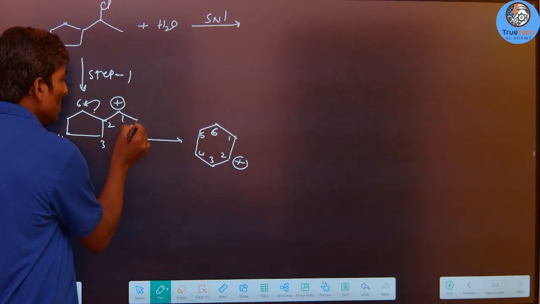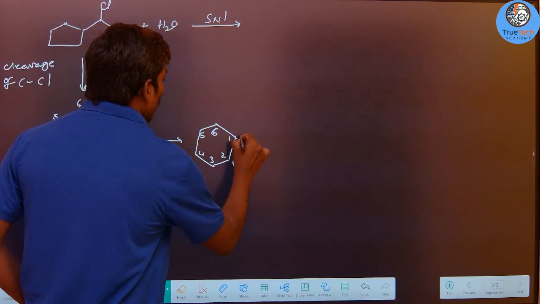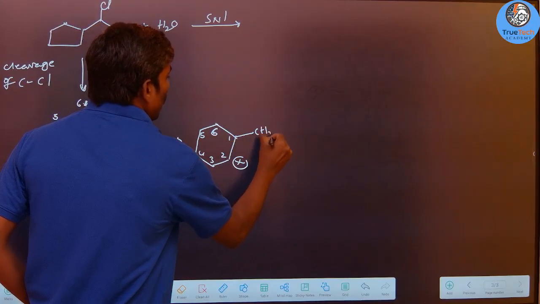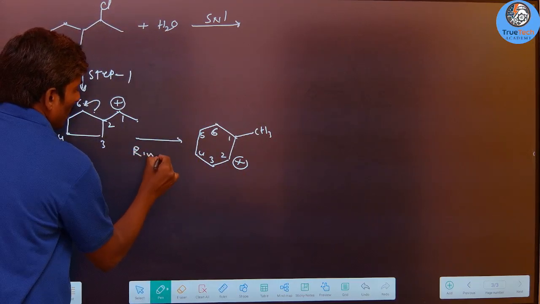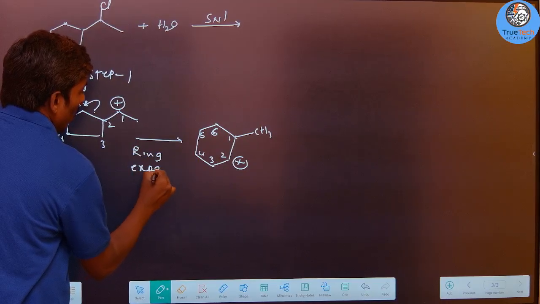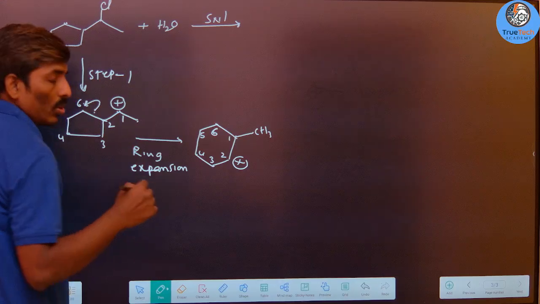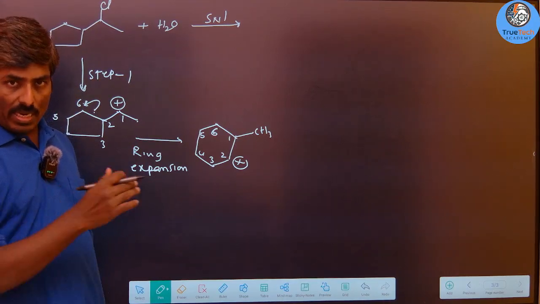And first carbon, who is there? Methyl is there. So this is the ring expansion. We know the 6-membered ring is more stable than the 5-membered ring in this case.